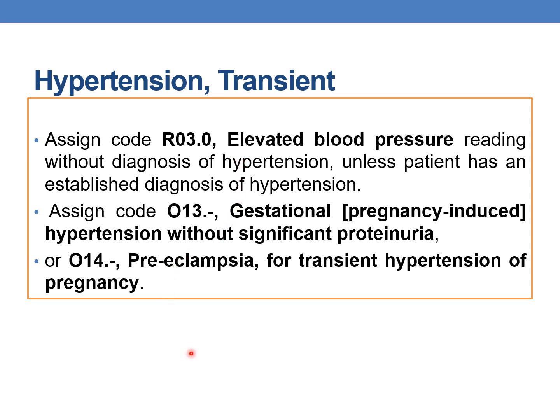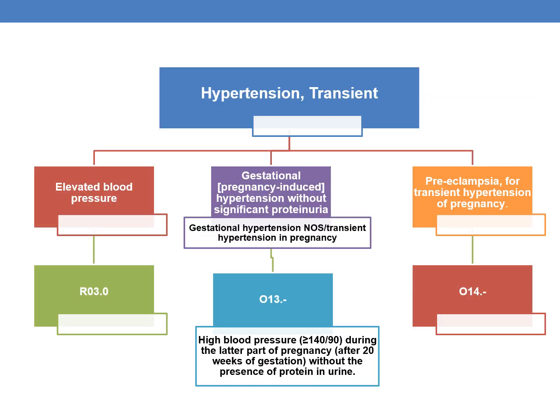For pregnancy-related hypertension or gestational hypertension, we'll make a separate video. There will be so many topics to cover in that. So as of now, just focus on hypertension transient. There are three codes: R03.0, O13 series and O14 series. Here you can see hypertension transient, elevated blood pressure without diagnosis of hypertension can be coded by R03.0.